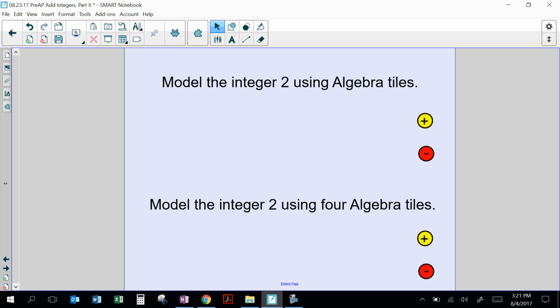Model the integer 2 using algebra tiles. So how would you model 2 using algebra tiles? Model the integer 2 using 4 algebra tiles. That's positive 4, so that's not 2. I have to use 4 algebra tiles to model 2.